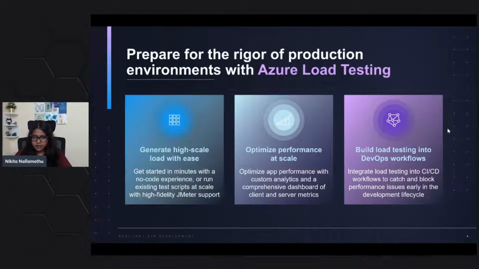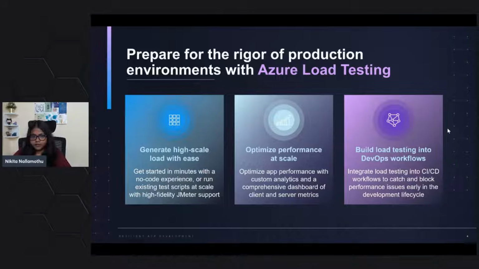So you get both views of your client and server-side metrics, and that helps you correlate what happened at the client side, what the experience was, and whether there were any performance issues at that time on the server side. That helps you identify any performance bottlenecks.